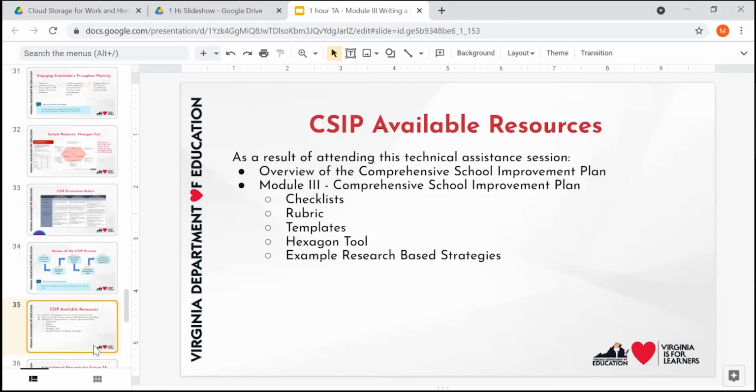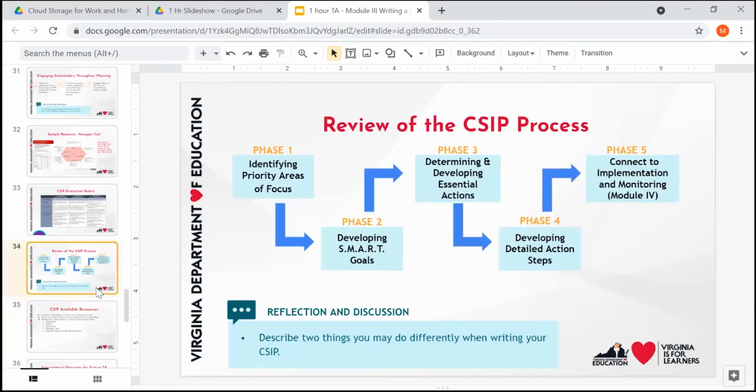As we're there, just take a minute and look at that reflection question. You're processing all this information that's been shared. What are you going to take back? The question says, describe 2 things you may do differently, but just think for a moment, personal reflection. What are you going to take from today's training? Quick overview. What pieces and parts can you take back and use to help your team with the development of your CSIP? Just self-reflection there.